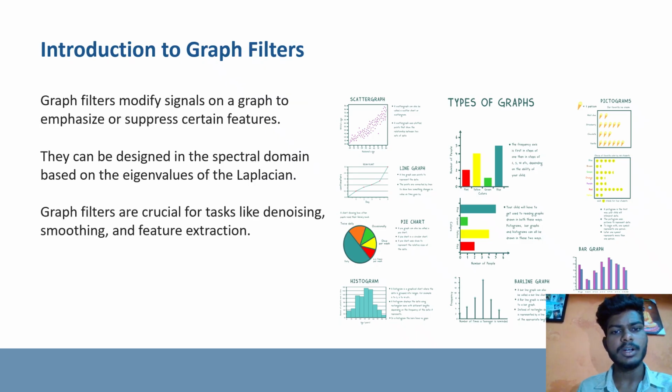Introduction to graph filters. Graph filters modify signals on a graph to enhance or suppress certain features. They can be designed in the spectral domain based on the eigenvalues of the Laplacian. Graph filters are crucial for tasks like denoising, smoothing, and feature extraction.